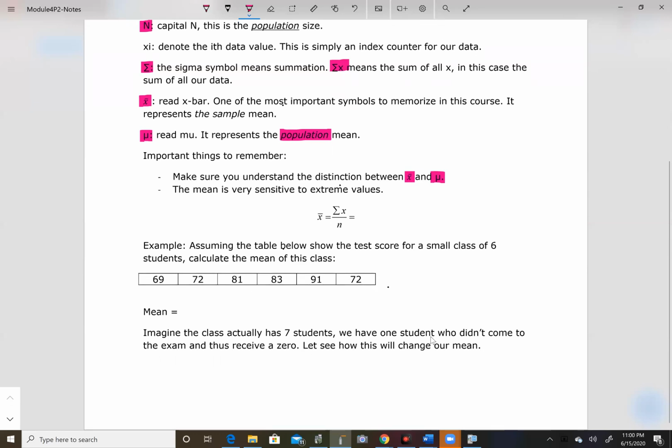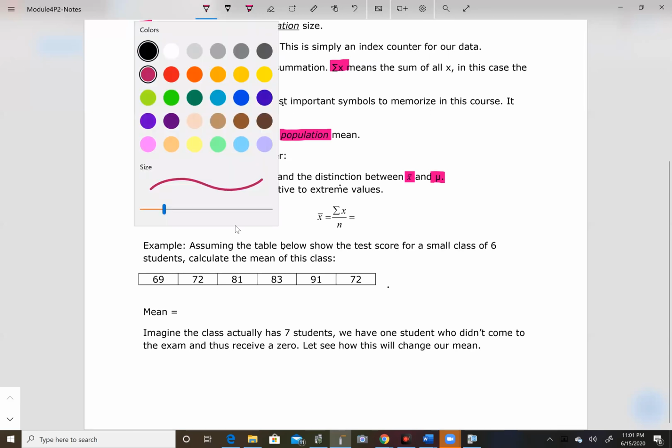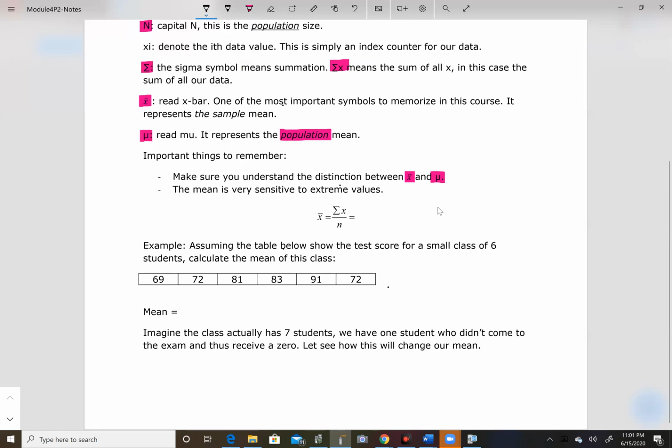So the way I like to talk to students about why the mean is so sensitive is if we talk about household income. And if you've heard, maybe in one of your social studies classes, about the median household income, that's the way we talk about it in the United States. It's called the median household income, okay?